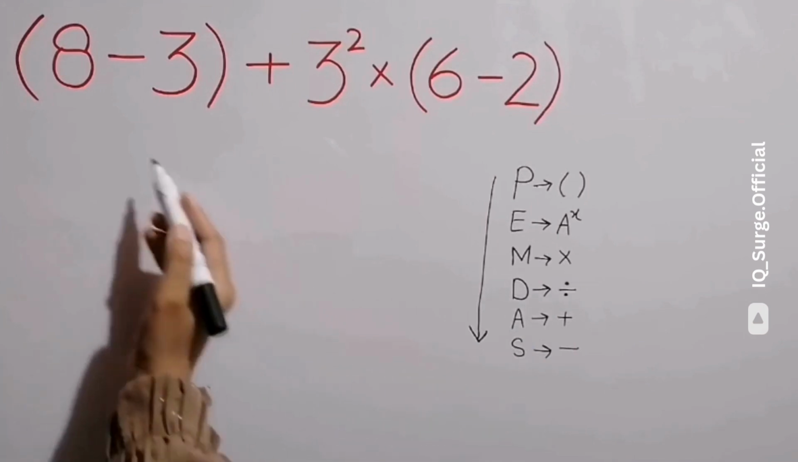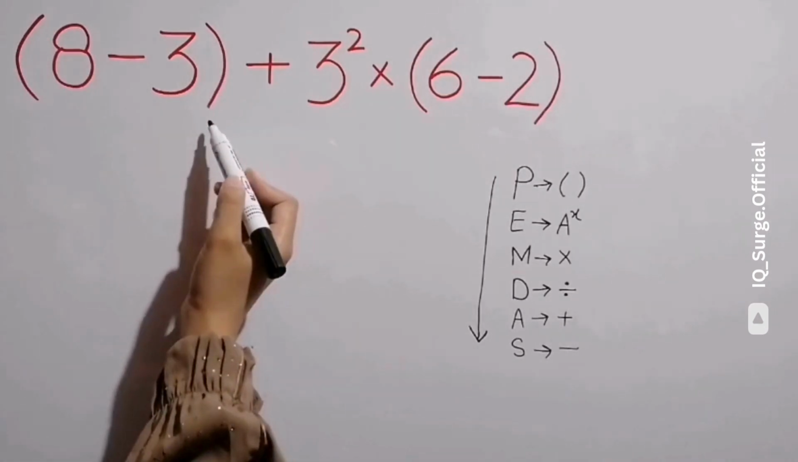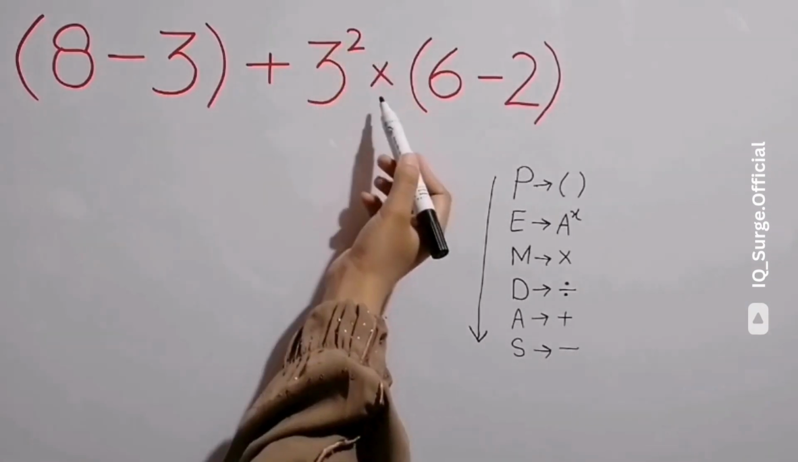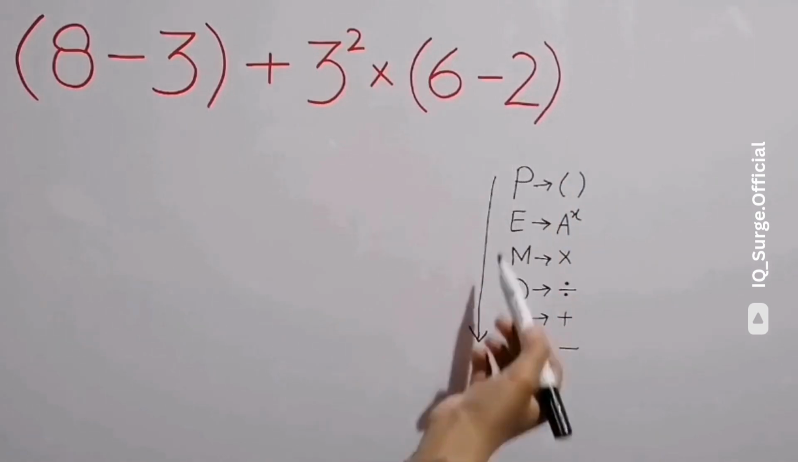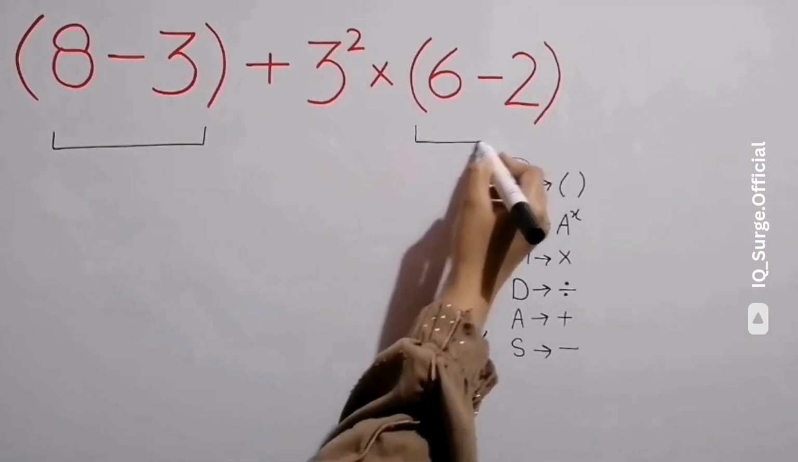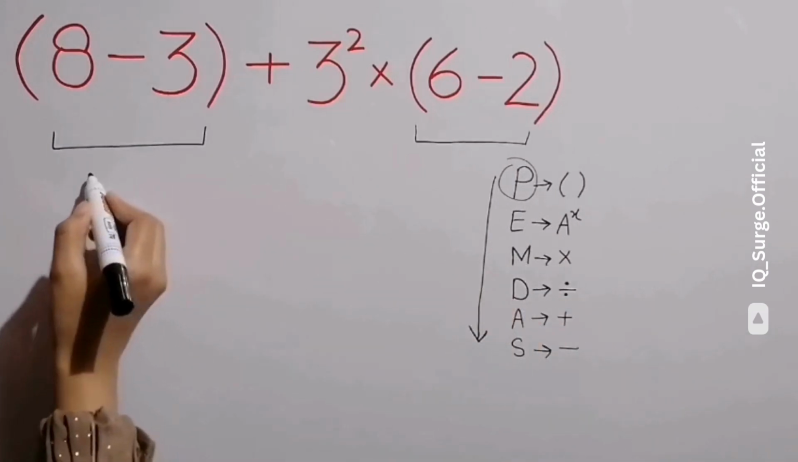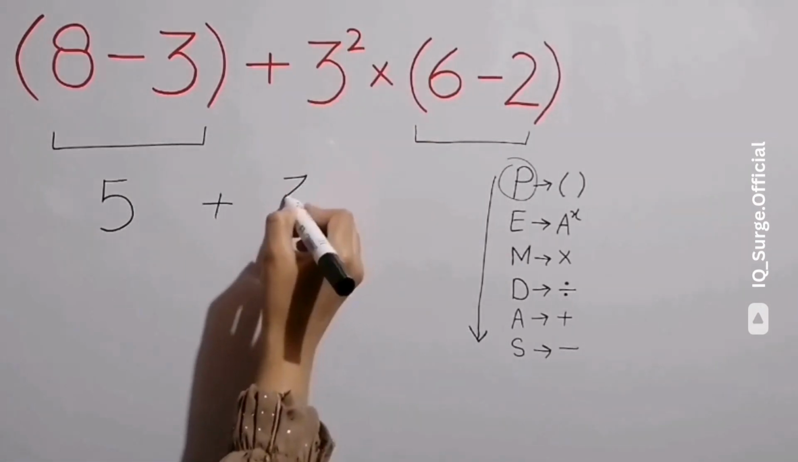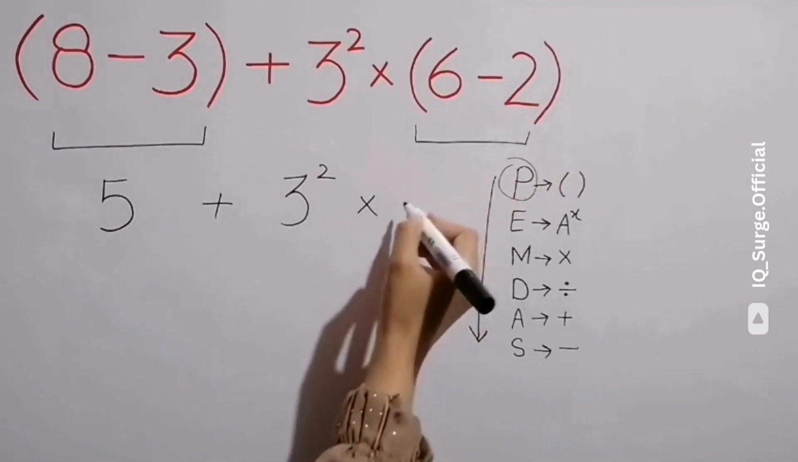Okay? As you can see in the image, in this expression, first we have parenthesis, then an addition sign, followed by an exponent, then a multiplication sign, and finally another parenthesis. According to the PEMDAS rule, we should always start with the parenthesis since they have the highest priority among all the operations. We simplify as 8 minus 3 equals 5, then plus 3 to the power of 2, and times 6 minus 2 equals 4.